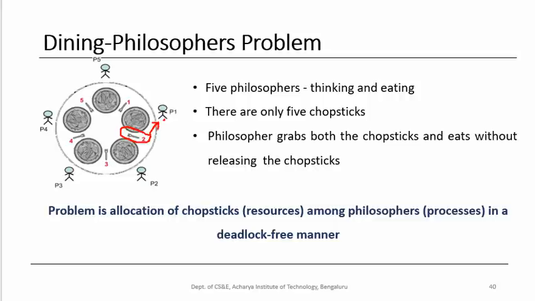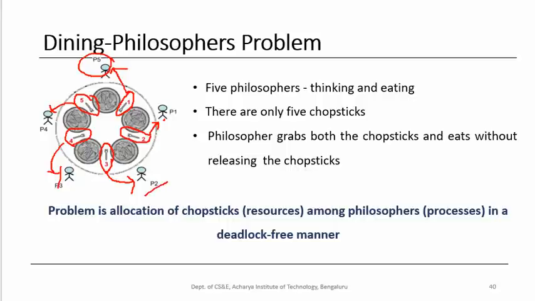Before he picks up his right chopstick, this P5 picks up this chopstick. This is now with the P5, and similarly it goes on. Now this chopstick is picked up by P4, and this is picked up by this P3, and this is picked up by P2. Now all are interested in eating, and everybody is having one chopstick in their hand.